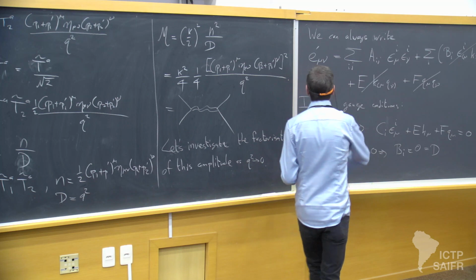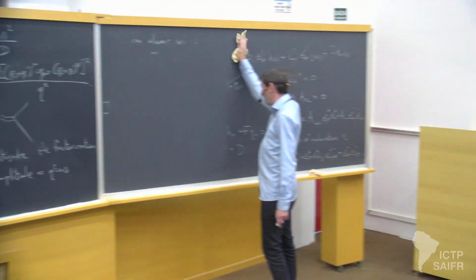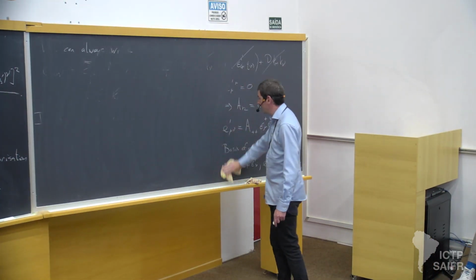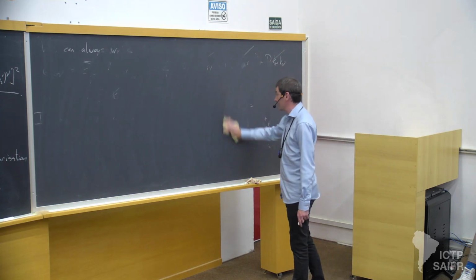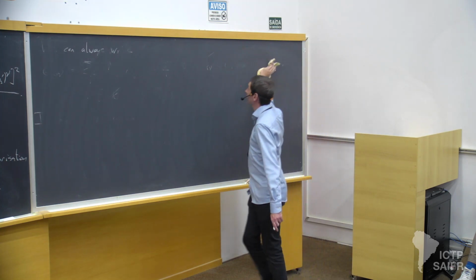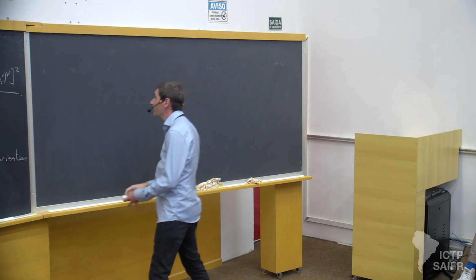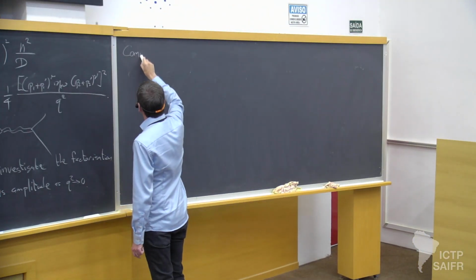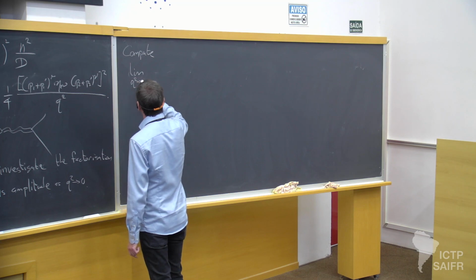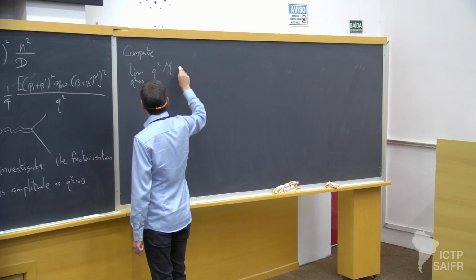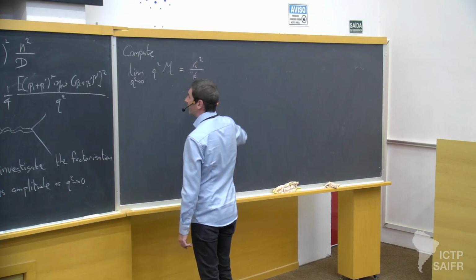So I want to look at this factorization. In other words, I take the amplitude in gravity, multiply by q squared, and then take the limit that q squared goes to 0. That's what looking at the factorization means. So the limit as q squared goes to 0 of q squared times the amplitude: that just cancels off this q squared here, and this is kappa squared over 16.